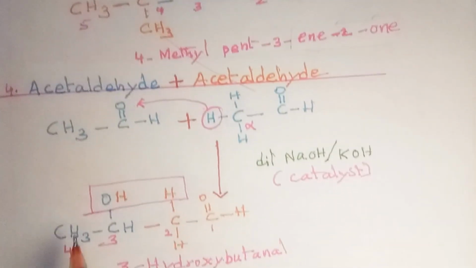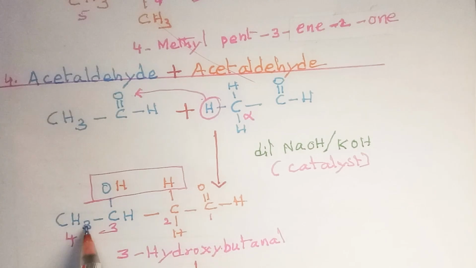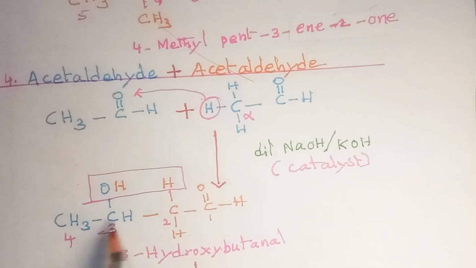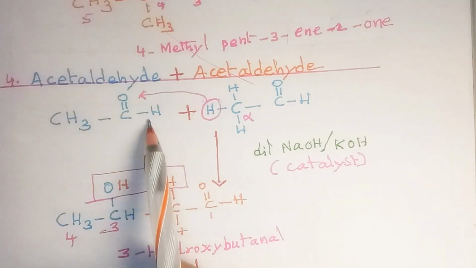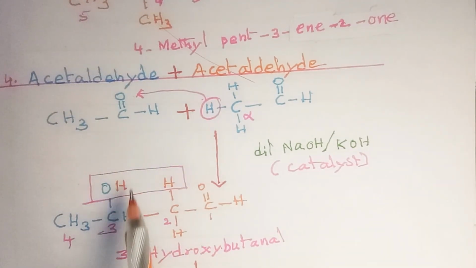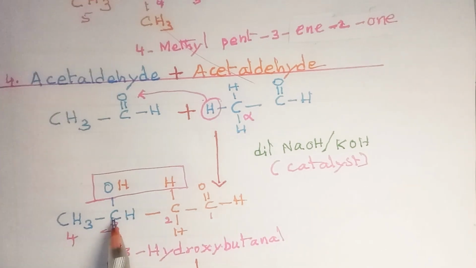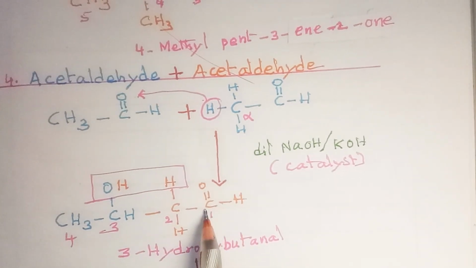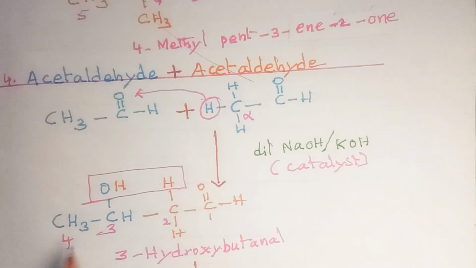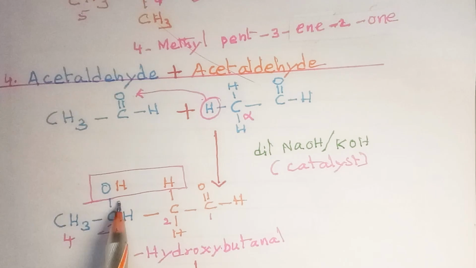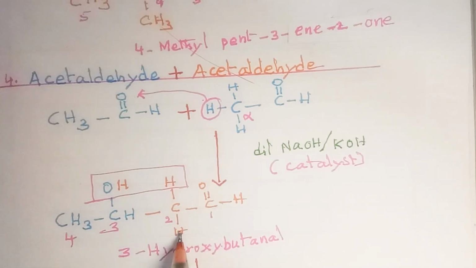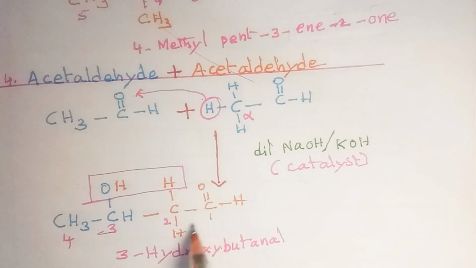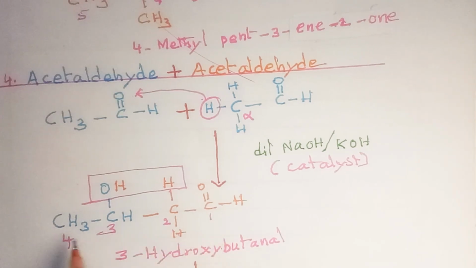So as a result, we get CH3, CHO and H. This H is already there. This carbon will form a bond with this alpha carbon of the second reactant. As a result of which we get CH3, CHOH, CH2, C double bond O H. This compound has 4 carbon atoms.